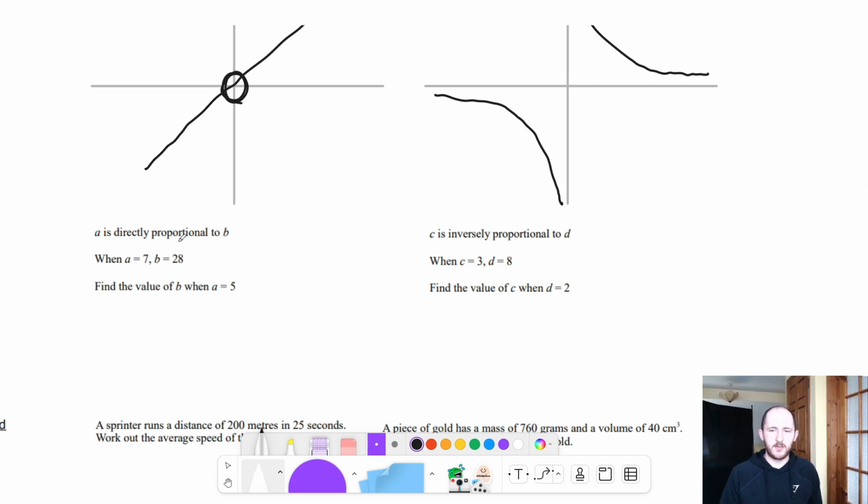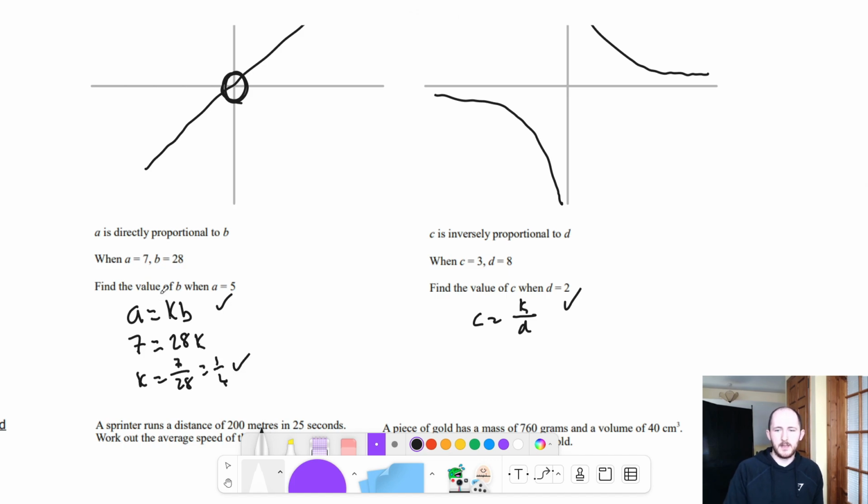First mark is if A is directly proportional to B, you write A equals KB. That's 1 mark, done. If it's inversely proportional, you do K over whatever it is. 1 mark straight away. You get another mark for working out what K is. So if you notice, they give me 2 values. A is 7, B is 28. So 7 equals 28K. Divide both sides by 28, we get K is equal to 7 over 28, which is a quarter. Second mark done. So my equation is now A is equal to a quarter of B.